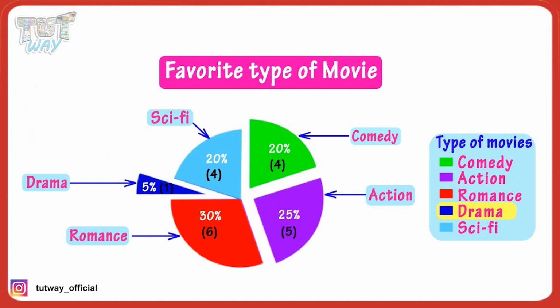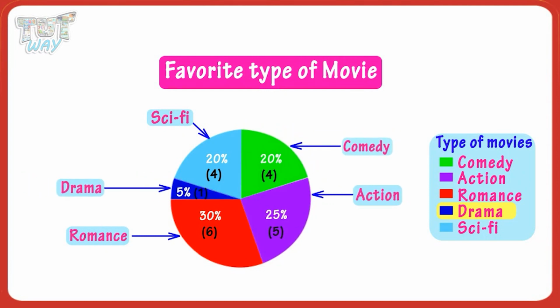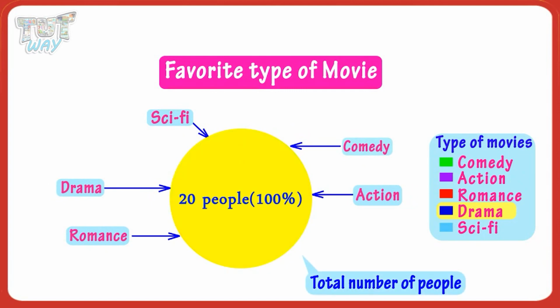So when we have to show percentage values, we use a pie chart, where the percentage portion of a circle represents the percentage value. And the whole set of things is represented by a whole circle.